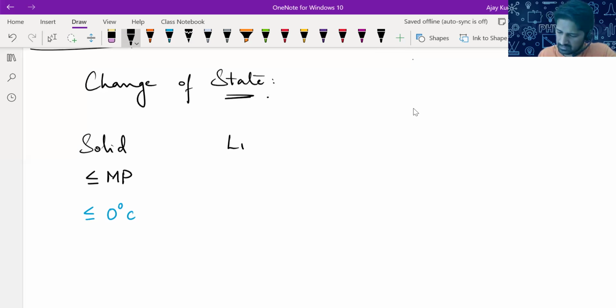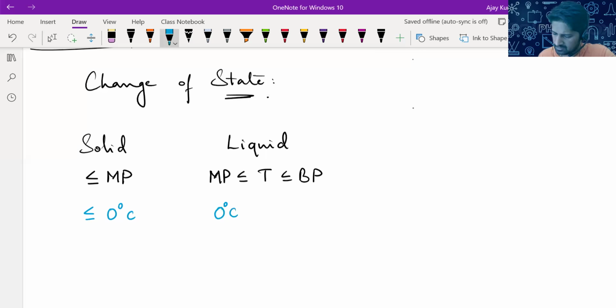Then in liquid state, the material can exist from temperatures equal to the melting point to the temperature equal to the boiling point. So melting point less than or equal to the temperature less than or equal to the boiling point. In this range of temperatures, the material exists as liquid. So if it is water that you're talking about, it can exist in water form from temperatures 0 to 100. We know the boiling point of water is 100, but again, by adjusting pressure, you can change the boiling point. That is the idea in a pressure cooker and all. Anyway, we won't consider all that for now.